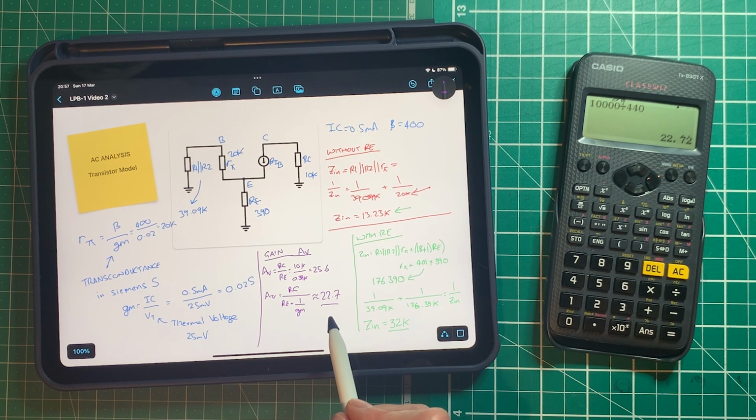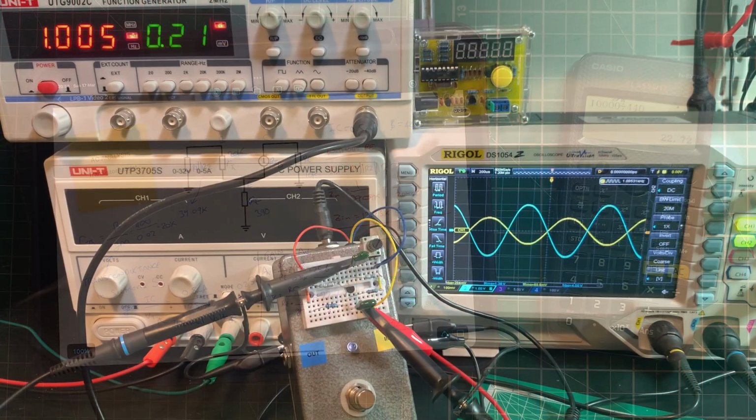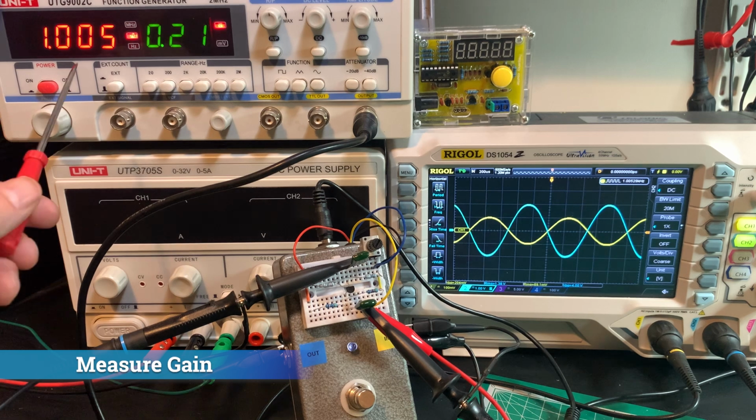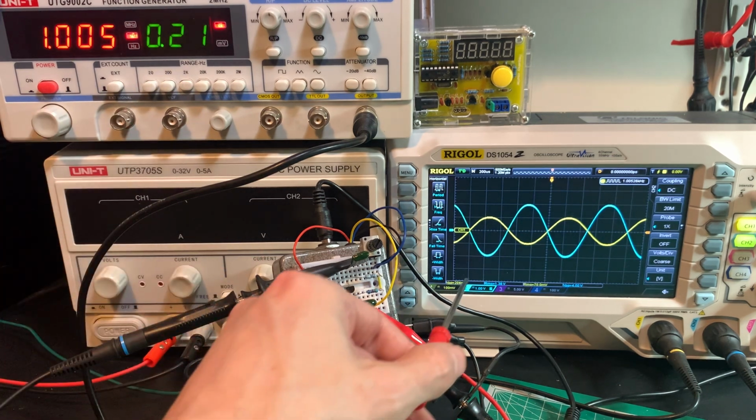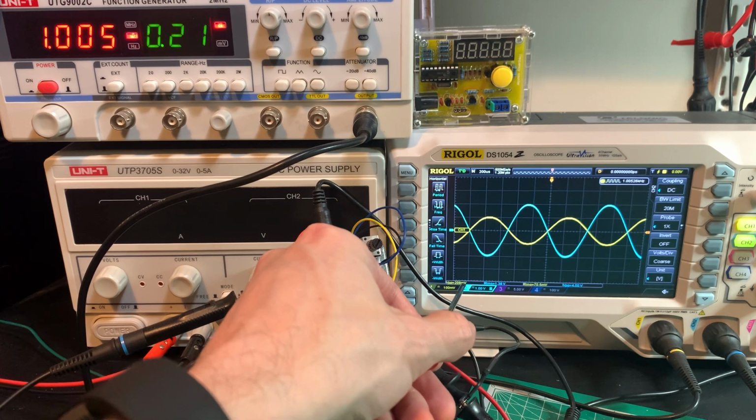So let's just jump onto the breadboard and have a look at if our gain is closer to this or closer to this. Now you probably remember from the last video it is actually closer to this, but let's just check it out again and see how much closer we now are. So here we are with our function generator feeding in 1 kilohertz at 200 millivolts peak to peak, which is reflected on the screen down there.